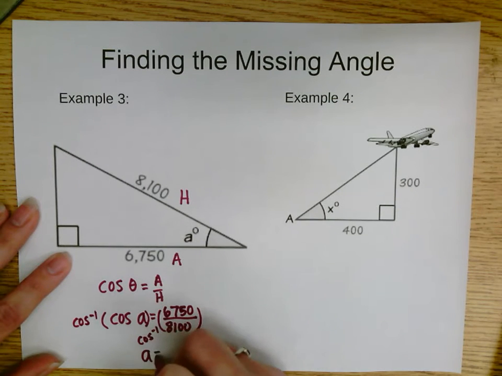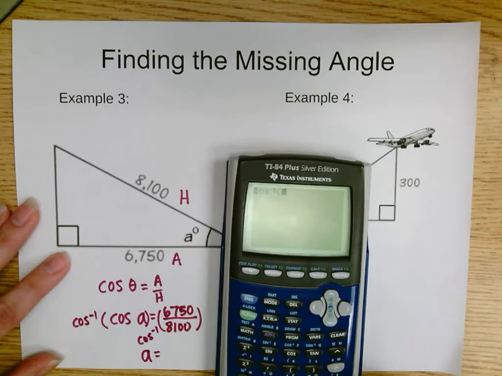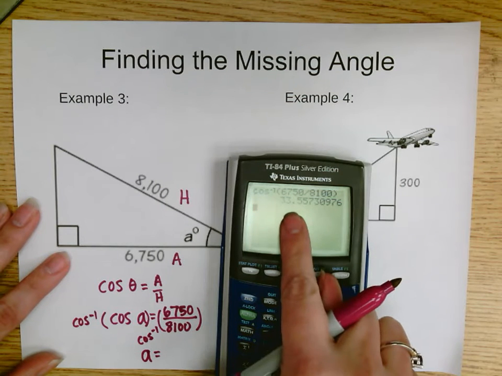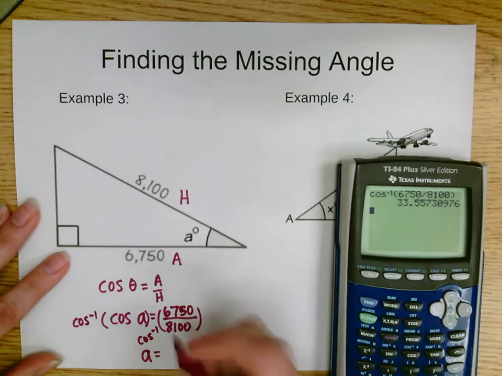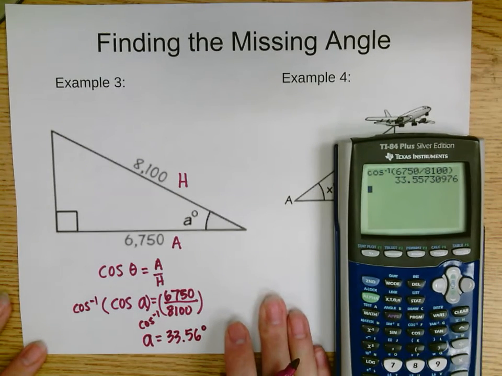Alright, so I'm going to write for the calculator. So second cosine, 6,750 over 8,100. I get 33.56 degrees. So that's example 3. Let's look at example 4.